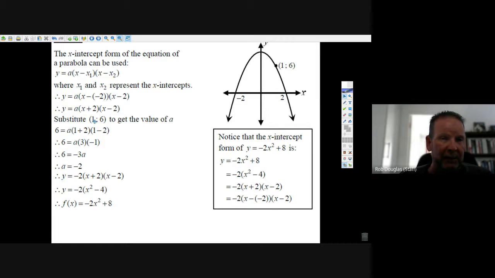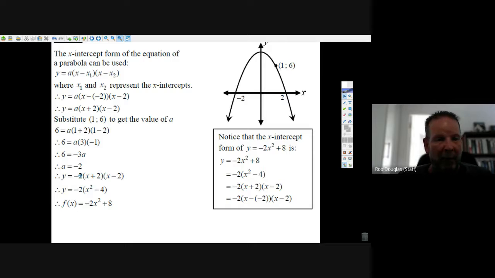Now it's time to substitute 1 in for x and 6 in for y. Instead of y, you put a 6, and instead of x, you put a 1. Well, let's work this out. 1 plus 2 is 3, not too hard. 1 minus 2 is minus 1. 3 times minus 1 is minus 3a. Divide by negative 3, and a = 6 divided by negative 3, which is negative 2.